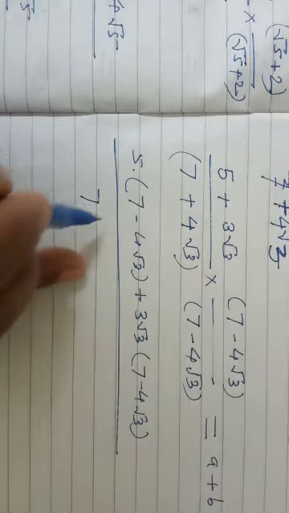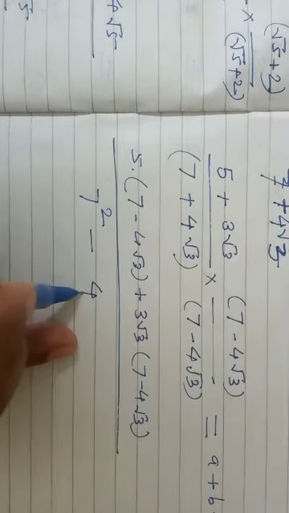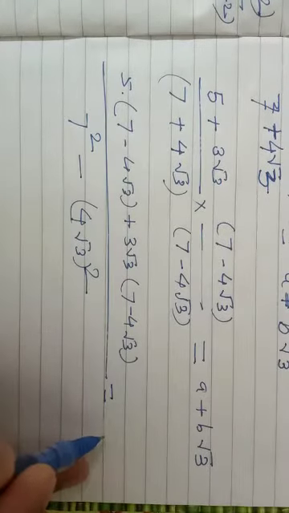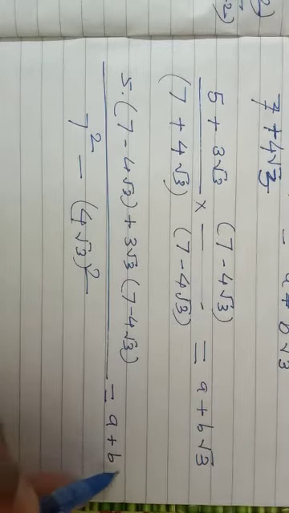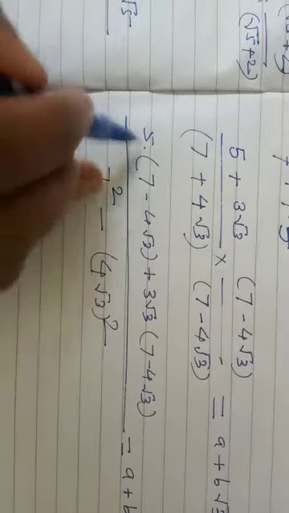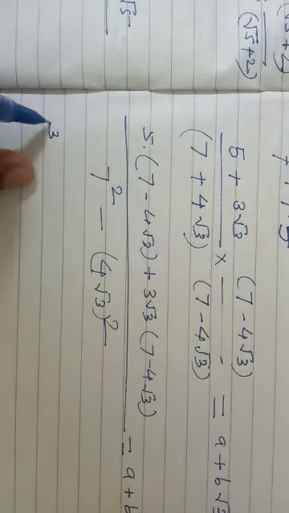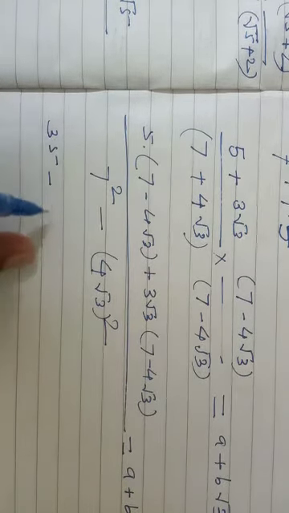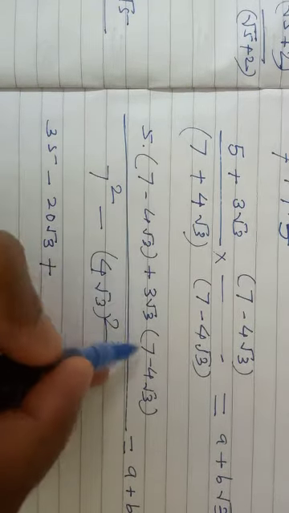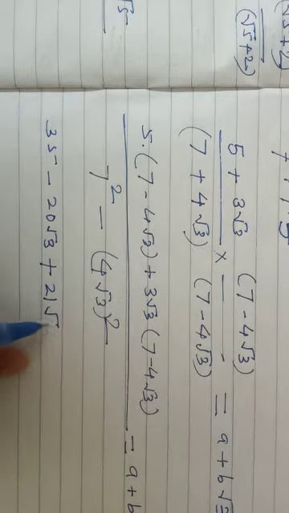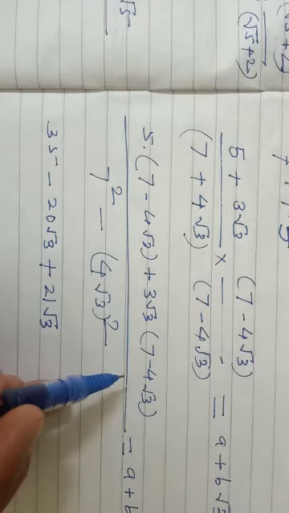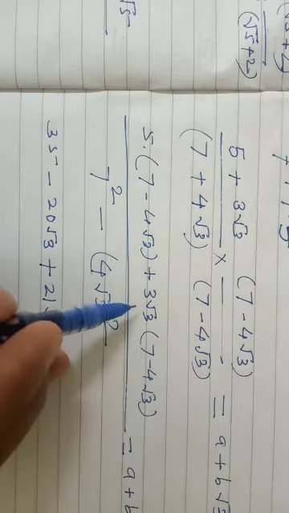A square, value of a is 7, minus b square, value of b is 4 root 3, square of 4 root 3. The second part of the equation is equal to a plus b root 3. Don't forget to write the second part of the equation. Okay, now we should multiply. 5 times 7 is 35, minus 5 times 4 is 20 root 3, plus 3 times 7 is 21 root 3, because we should multiply the number without square root with the number without square root.